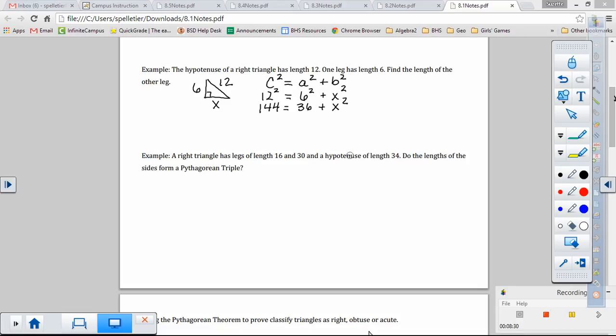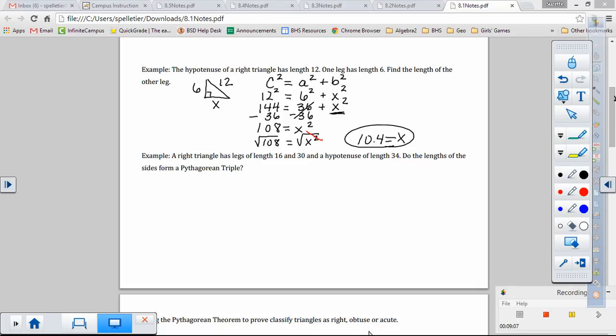And I'm trying to isolate the x squared term, so I'm going to have to get rid of the 36. So a positive 36 means I have to subtract 36. So they will cancel, and I will have x squared all by itself. 144 subtract 36 is 108. And then to undo a square, I have to square root both sides. So I have to do the square root of 108, and I have to do the square root of x squared. Again, inverses cancel, and x equals the square root of 108, which is about 10.4.